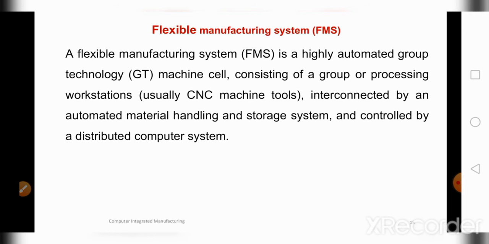Okay, next comes the flexible manufacturing system, what we are actually studying. Flexible manufacturing is a highly automated group technology machine cell consisting of a group of processing workstations, usually CNC machine tools, interconnected by an automated material handling and storage system and controlled by a distributed computer system. So here we have a CNC machine tool which is computerized and fully automated, with an automatic material handling and storage system. That is what we call a flexible manufacturing system.